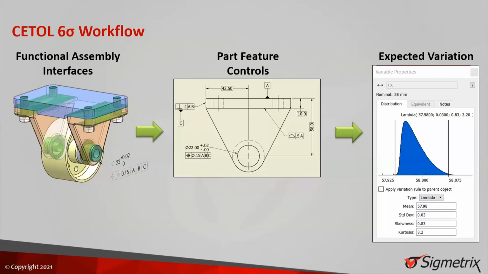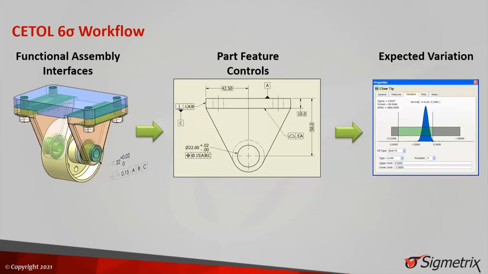It is like the non-asymmetric distribution. We call it lambda distribution. Yeah. Then you will get the results. So in this result plot, you can see two results shown on this plot. One is statistical result. The other one is worst case.